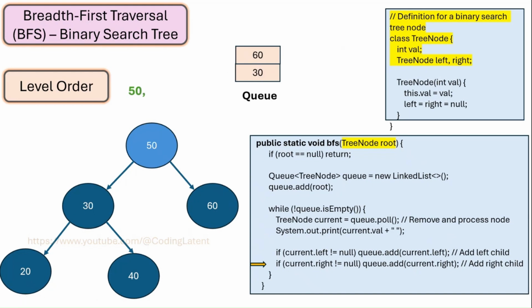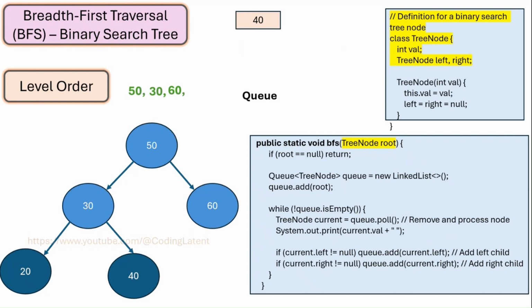So now it will come back to the beginning of the while loop. It will remove the front of the queue, which is node 30, and print the 30. It will push the left and right child of 30, which are 20 and 40, and come back to the beginning of the while loop. It will remove 60 from the queue. For 60, there are no left and right children, so it will not put anything into the queue.